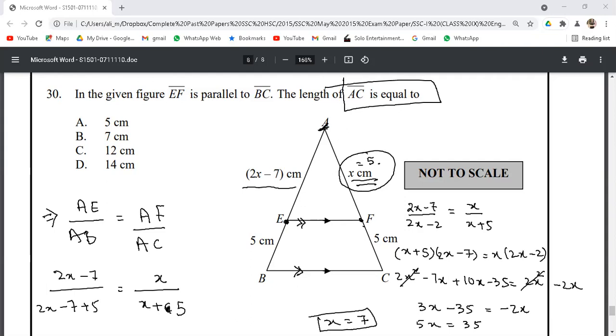तो यहाँ से लेकर यहाँ तक कंप्लीट लेंथ है ट्राइंगल की साइड की. तो x की वैल्यू हमारे पास 7 आ रही है. So this is 7 and this is 5. 7 plus 5 is equal to 12. So the correct option for this question number 30 is option C, that is 12.